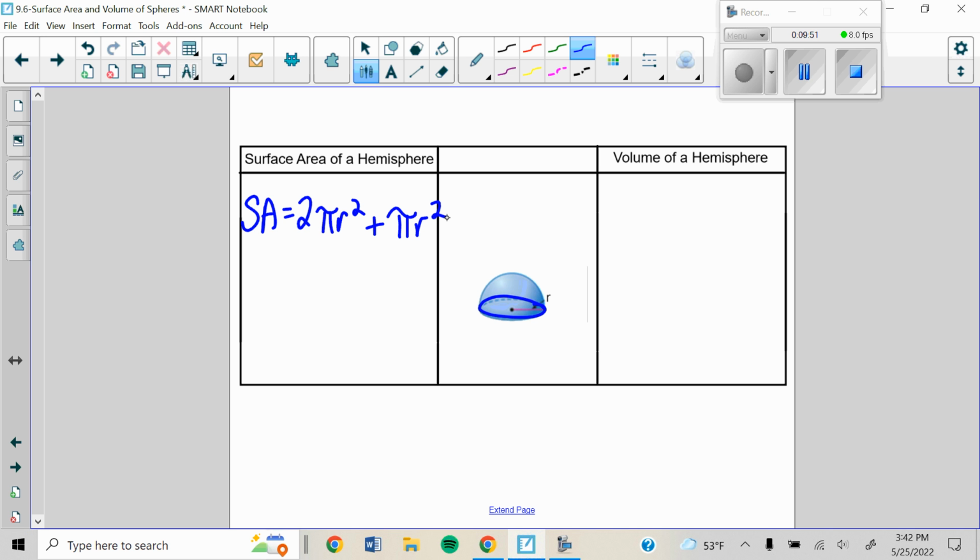Notice I have 2 pi r squared plus 1 pi r squared. So surface area is 3 pi r squared.